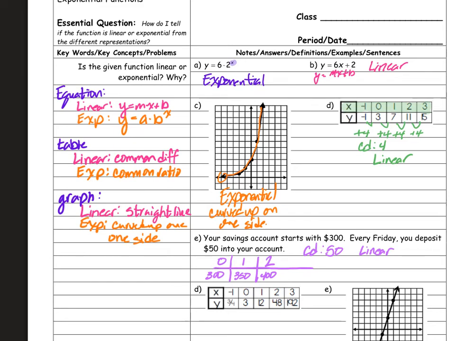I just always put it into a table. It's easiest. You may decide to try and graph it first. However you can see the story problem is wonderful.